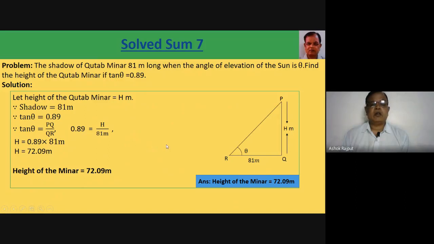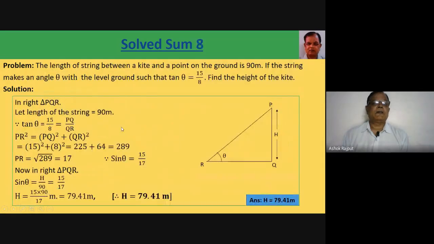As we know, tan 30 equals 1 by root 3, and QR equals 8 root 3 upon PQ. Therefore, PQ equals 8 root 3 into root 3. Root 3 into root 3 is 3. So PQ equals 8 into 3. 8 into 3 is 24. Now the PQ is 24 meters. It is also very simple. We have done many sums, so you also do them. We will try to understand and practice.